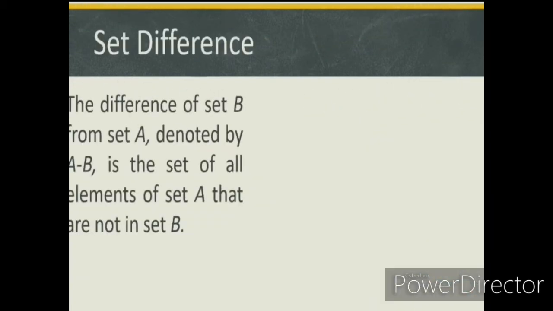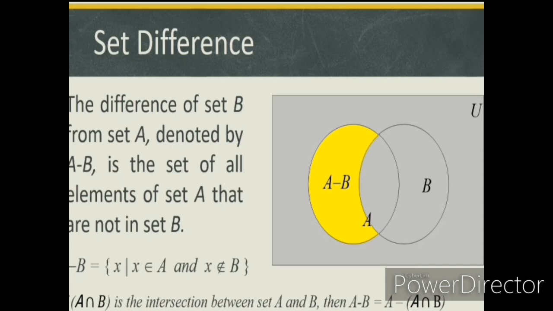Next, set difference. The difference of set B from set A, denoted by A minus B, is the set of all elements of set A that are not in set B. It simply means that all you have to do is see all the elements that are in set A alone. In the drawing, the shaded part contains all the elements that are purely in set A.